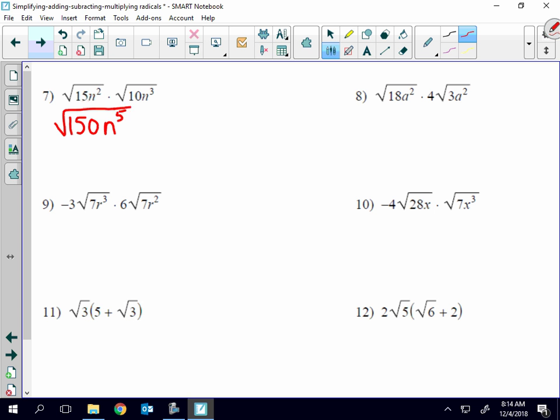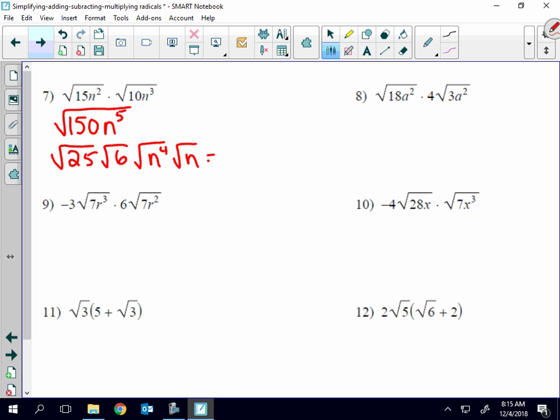Okay, so 150, oh my goodness, let's see. 150, how? 25 and 6, yeah, 25 and 6. And of course the n to the 5th power, we did this earlier, right, is going to be n to the 4th, that's a perfect square, and then one n left over.